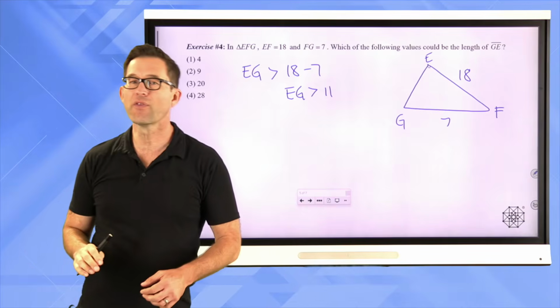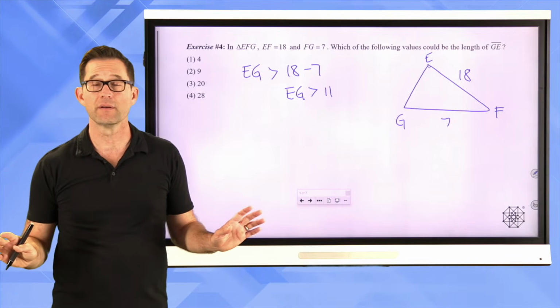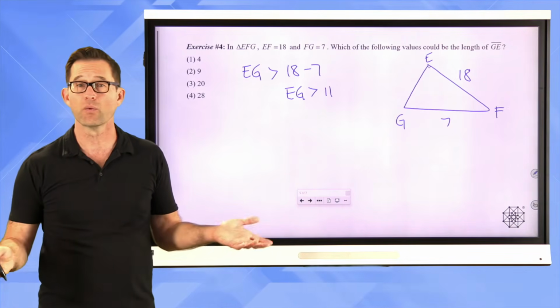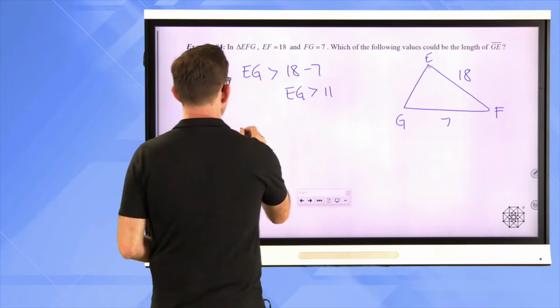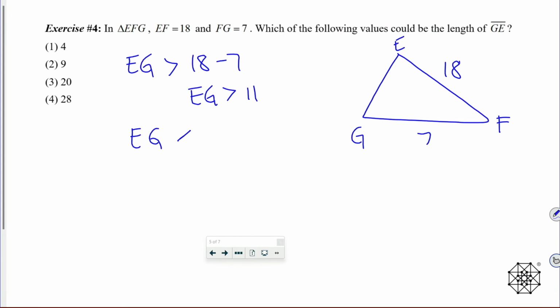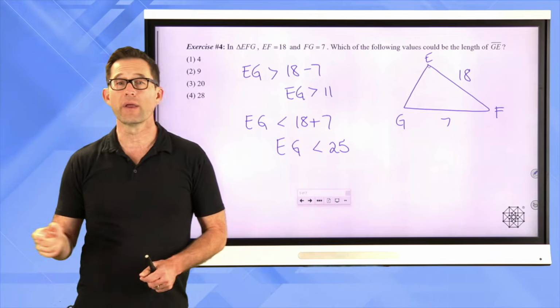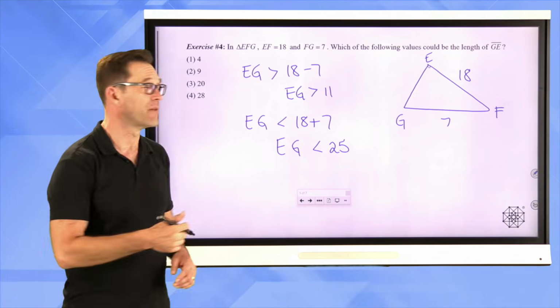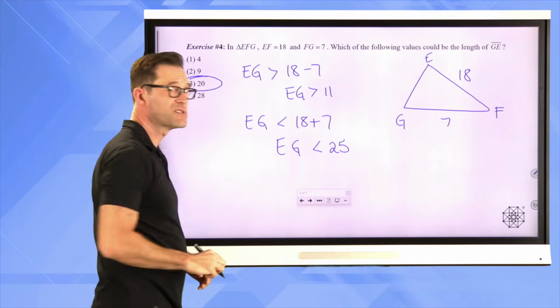Okay. So anything below 11, it can't even be equal to 11. Anything below 11 wouldn't work. And likewise, EG must be less than 18 plus 7. So EG must be less than 25. So we're looking for a number that is greater than 11 and less than 25, and that's 20.